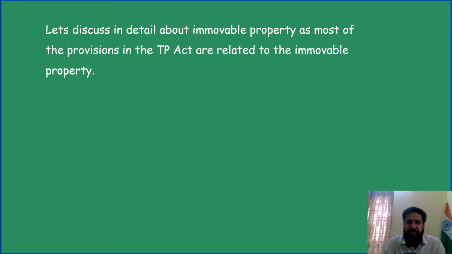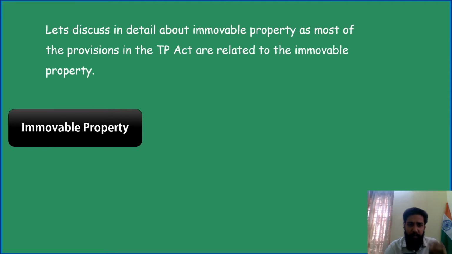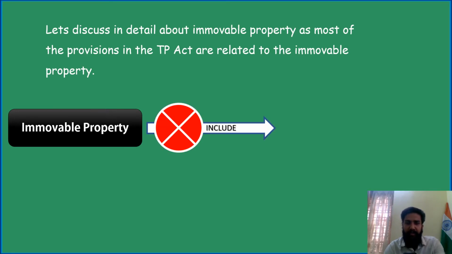So let's discuss in detail about immovable property, as most of the provisions in the Transfer of Property Act are related to immovable property. So what is an immovable property? The law clearly defines what is an immovable property. An immovable property does not include, law always says in a negative way, standing timber, growing crops and grass. So it says what is not an immovable property. That means standing timber, growing crops and grass generally are movable property.